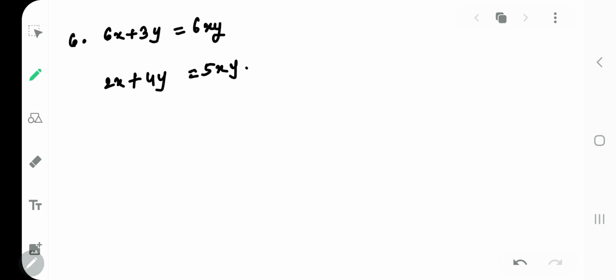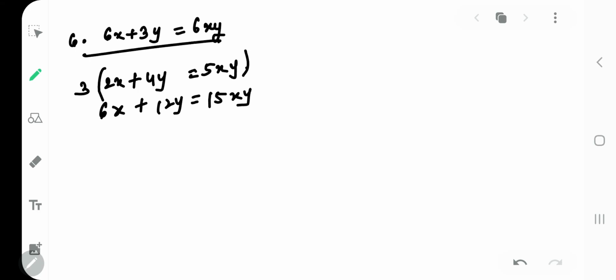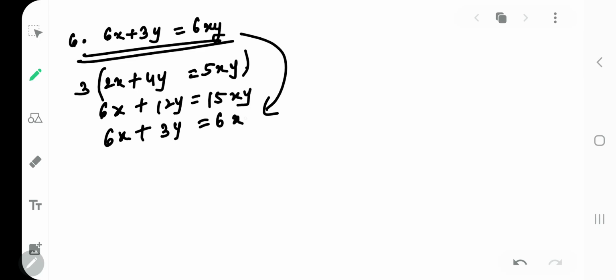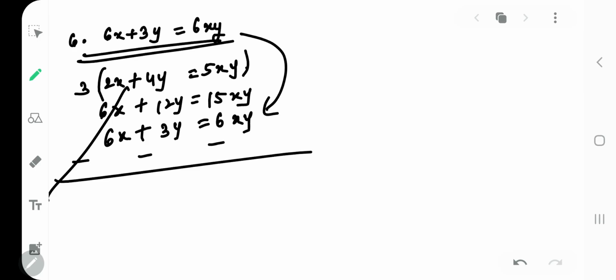If you directly want to solve it without rearranging it, directly also you can get it. So don't have to worry. If I multiply the whole equation by 3, I'll get 6x plus 12y is equal to 15xy. And this equation you have to compare with this. So I'll get this down. And I'll subtract. As we know, we have to take the opposite sign, so to eliminate x. From there, I'll get 9y is equal to 9xy. Am I correct with this?